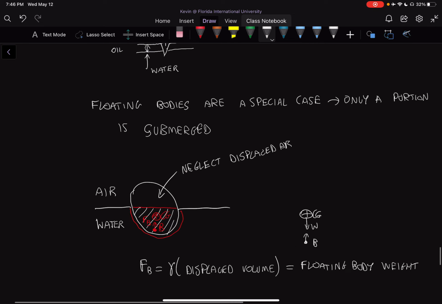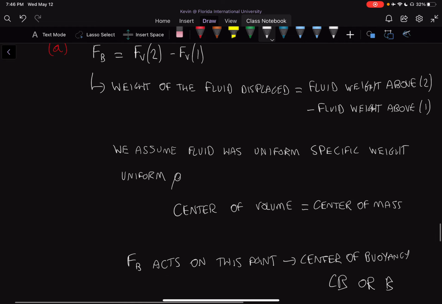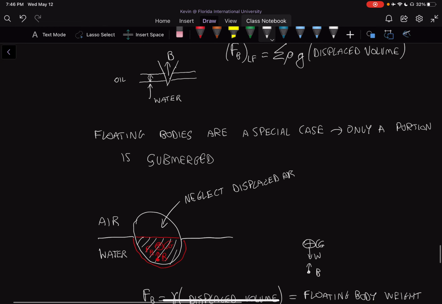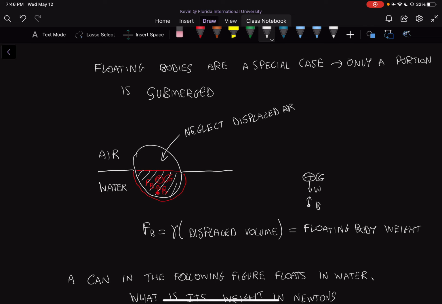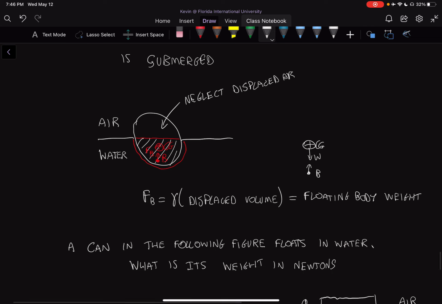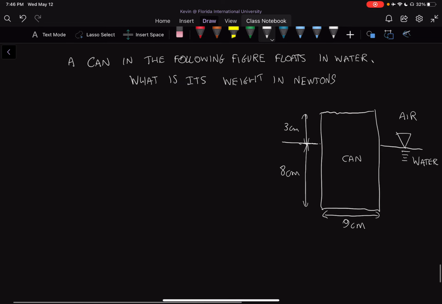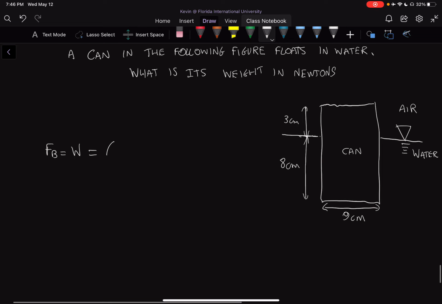So our floating formula is here above. Floating bodies are a special case, only a portion is submerged. And we're told that FB, the force of buoyancy, is equal to gamma times displaced volume and is equal to the floating body weight. So what we're trying to find is the floating body weight. So we're going to write this equation down. We're going to say FB is equal to the floating body weight, and it's equal to gamma times displaced volume.